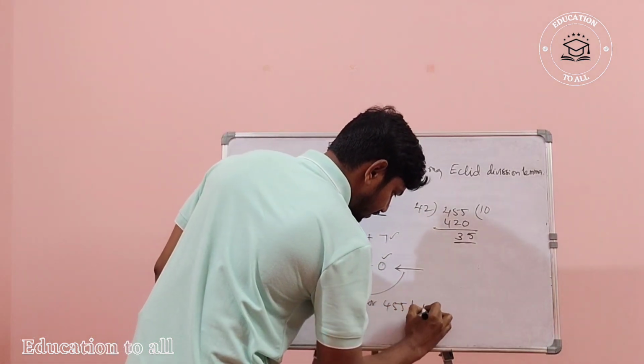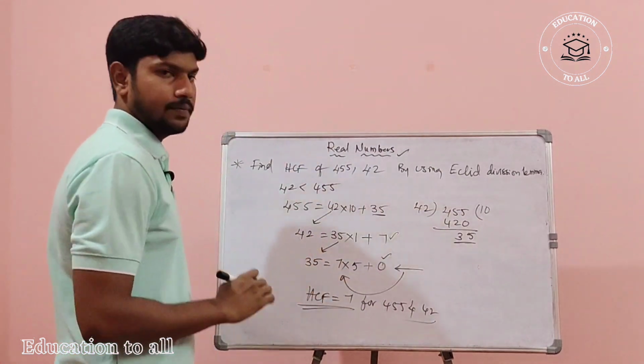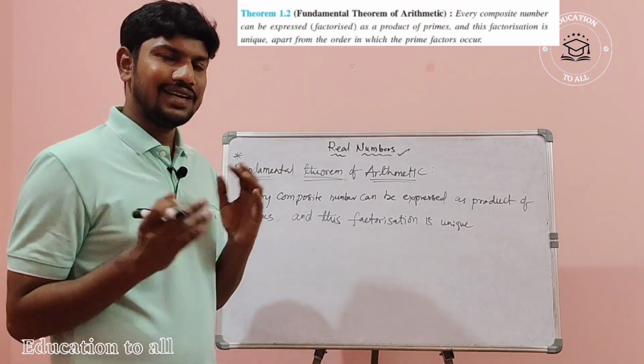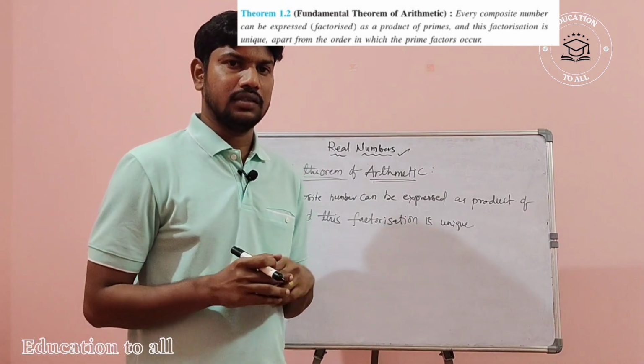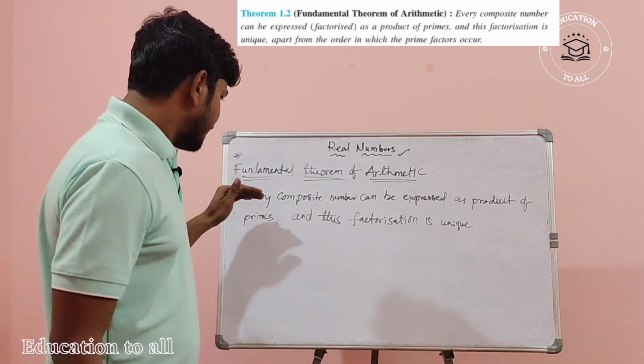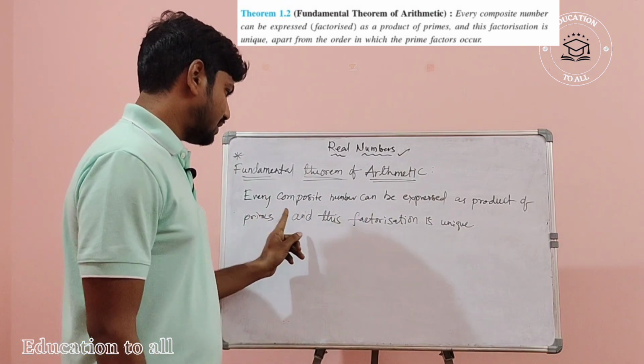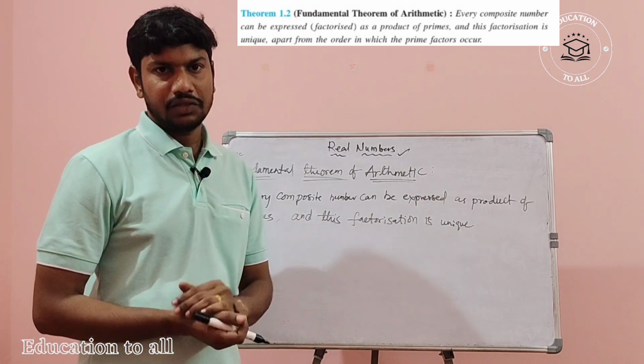for 455 and 42. Next topic is the fundamental theorem of arithmetic. What is meant by the fundamental theorem of arithmetic? Very simple. Every composite number can be expressed as a product of primes, and that factorization is unique.